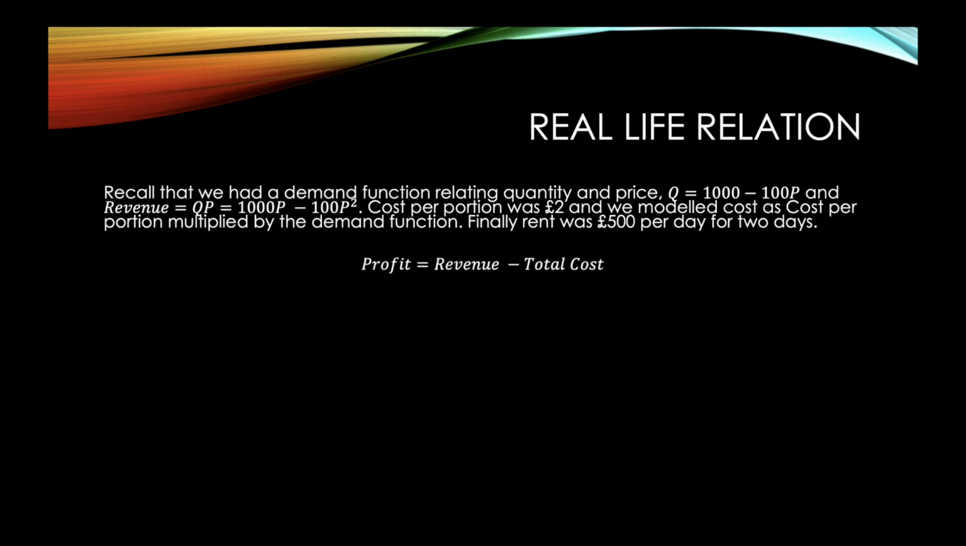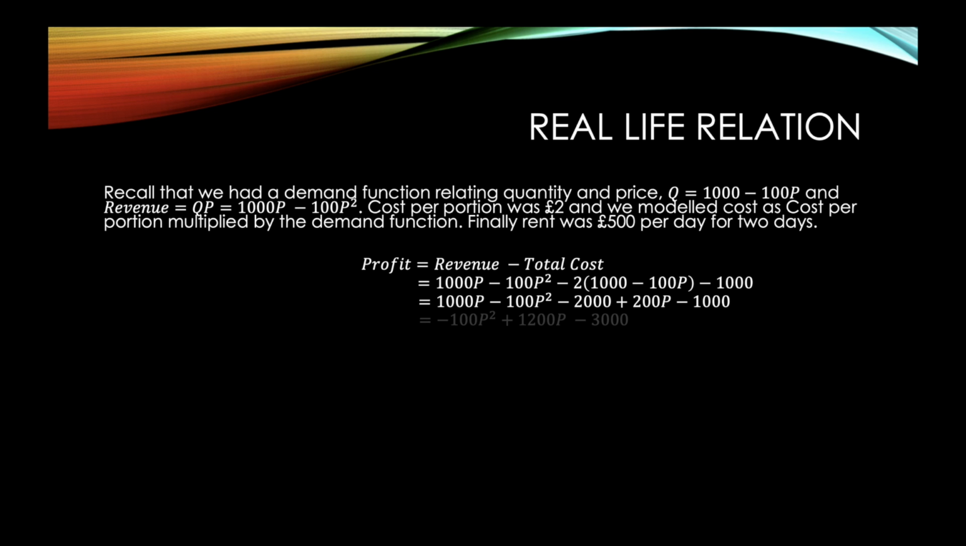We then defined something called profit, which is the revenue minus the total cost. Revenue was 1000p minus 100p squared. The cost was 2 times the demand function of 1000 minus 100p, and also 2 days of rent, which was 1000. Now, let's multiply out the brackets and also collate the like terms together. We now end up with profit is equal to minus 100p squared plus 1200p minus 3000.